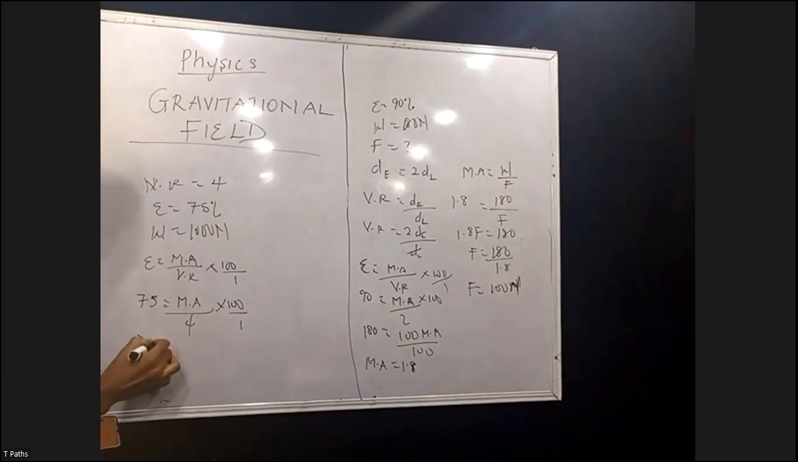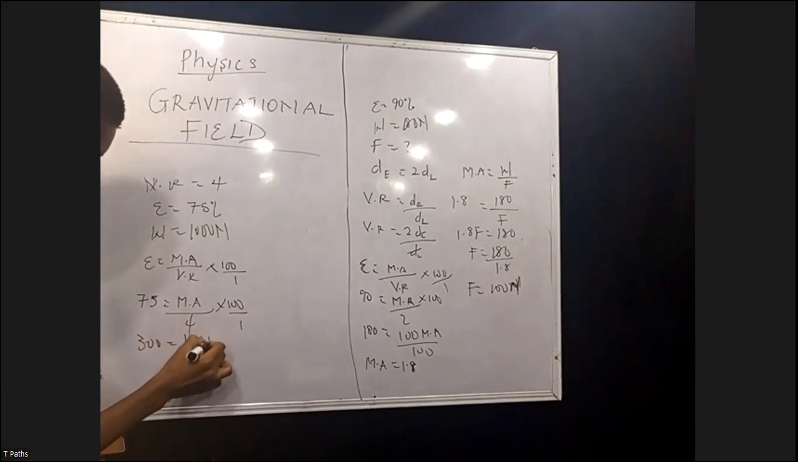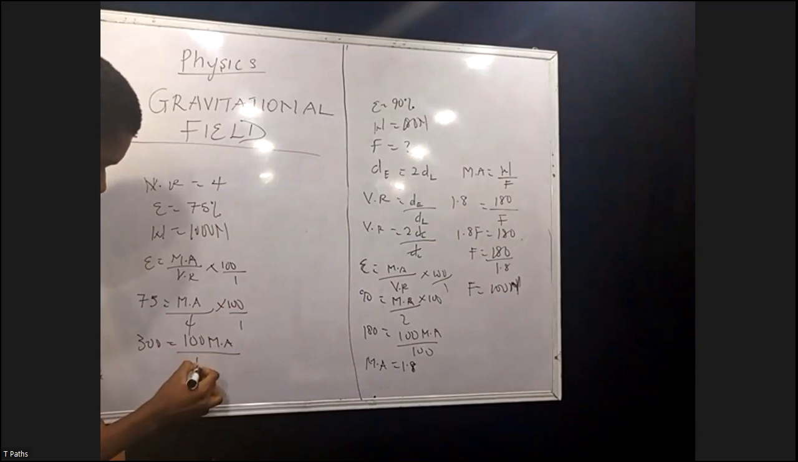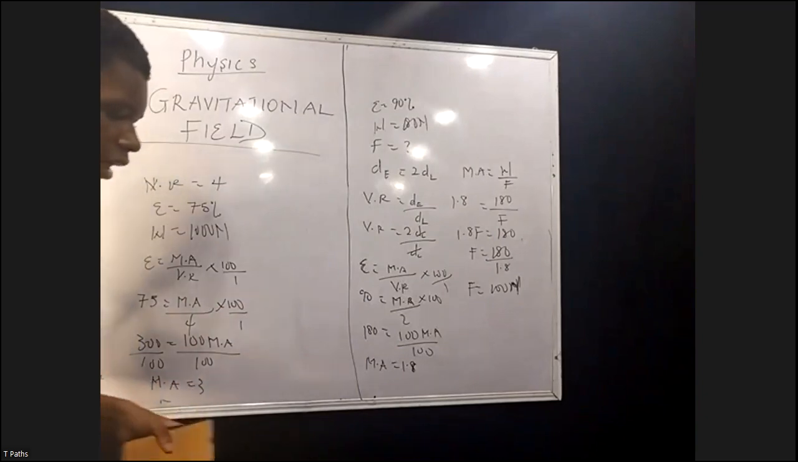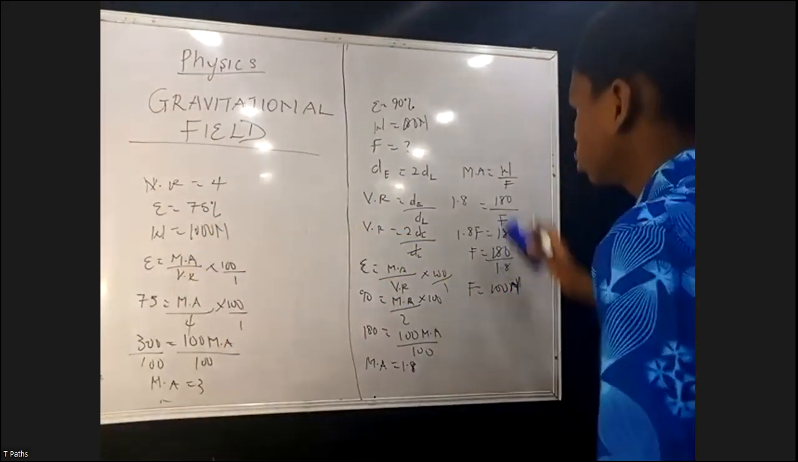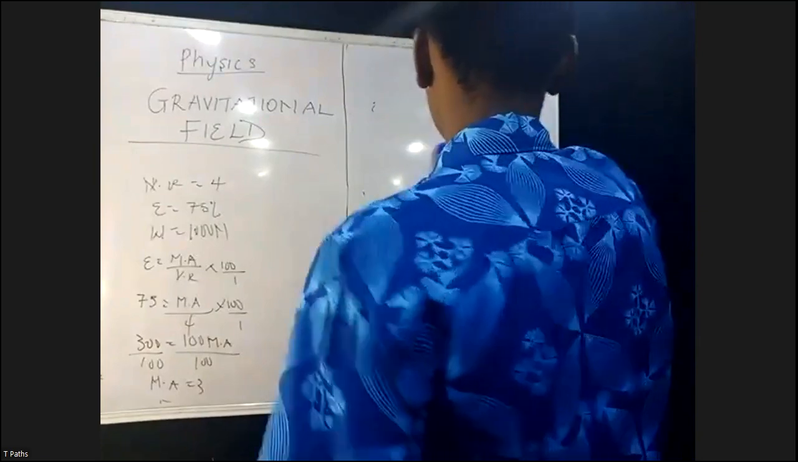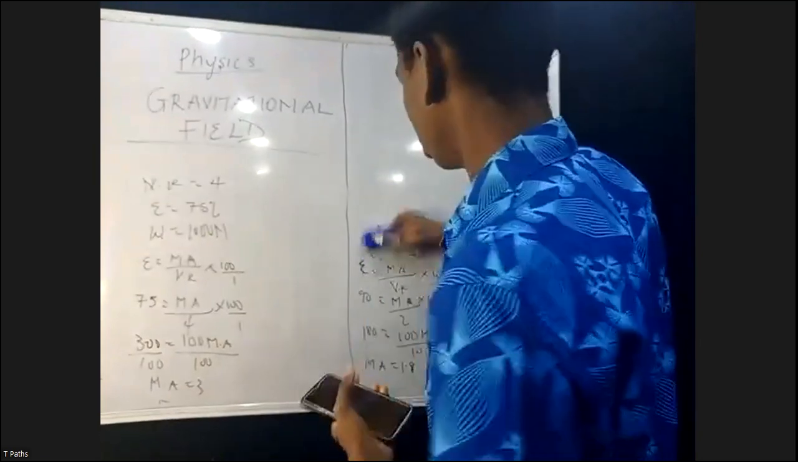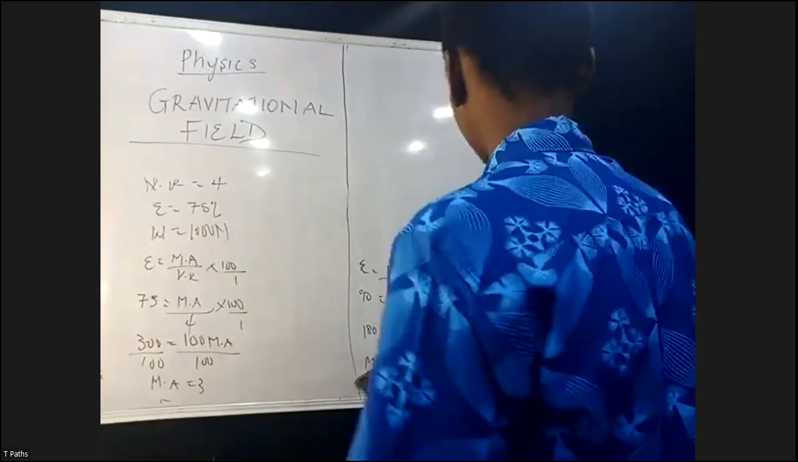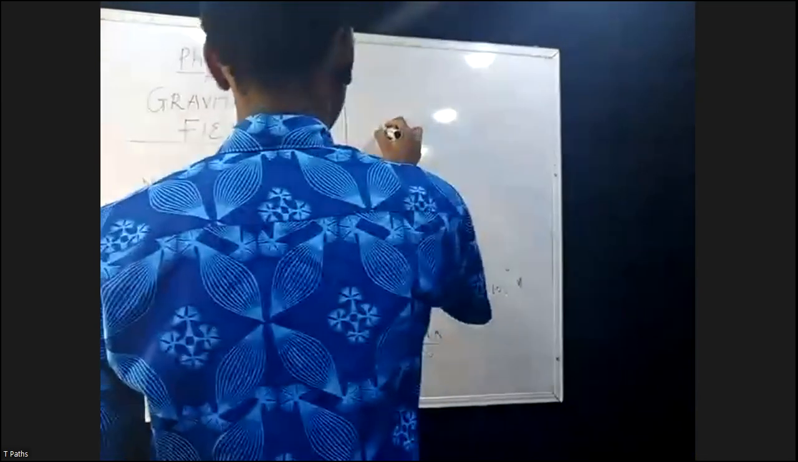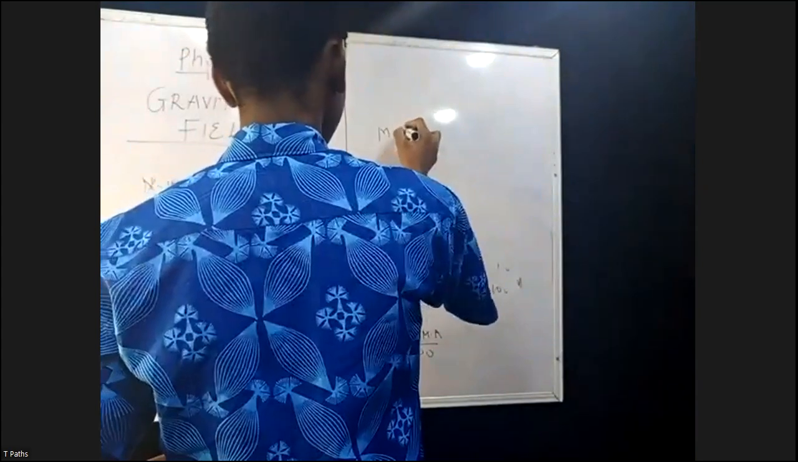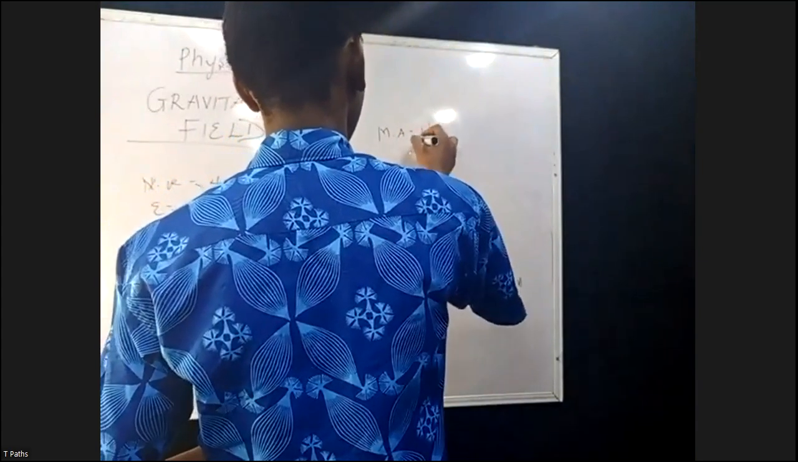It will give me 300 is equal to 100 MA. And then here I'll divide through by 100 to get my MA, which is mechanical advantage, and I see my mechanical advantage is equal to 3. Now, for me to get my effort, what I'm going to say is mechanical advantage is equal to load over effort, right? So my mechanical advantage is equal to load over effort.